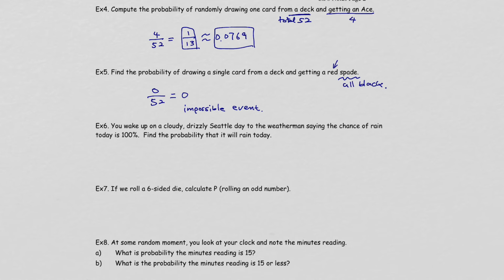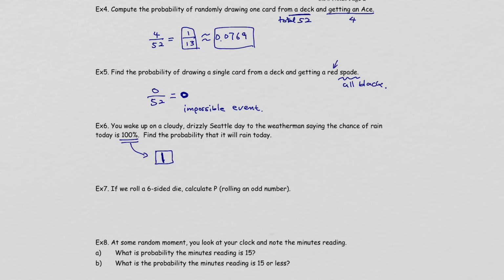What about the next one? The weatherman says that the chance of rain is 100%. Find the probability that it will rain today. If the chance is 100%, another word for that probability will be 1. So the smallest number of probability will be 0, and the largest number of probability will be 1, because 100% is equal to a probability of 1.